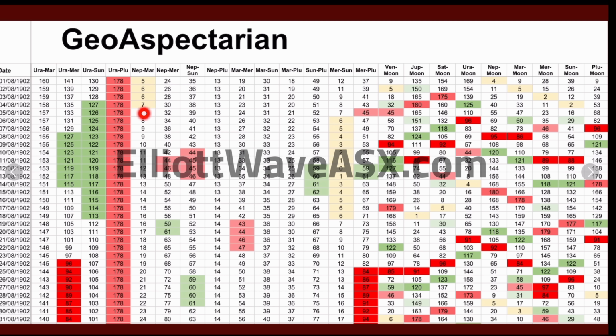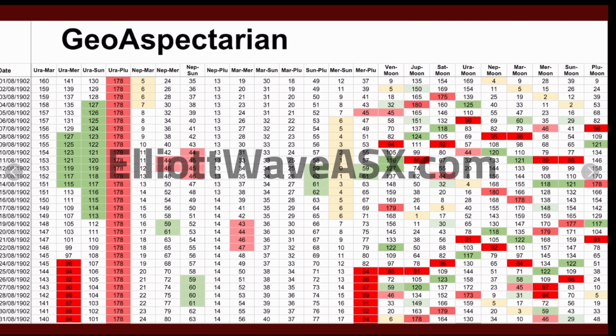And if we go to the right, you'll see all the combinations with the moon, and because that's the fastest moving, you'll see the color coding change, sometimes every day, sometimes every other or few days. So you can use these Aspectarians in a few ways, and it's called a geo-aspectarian because it's geocentric, which means it's looking from the Earth.